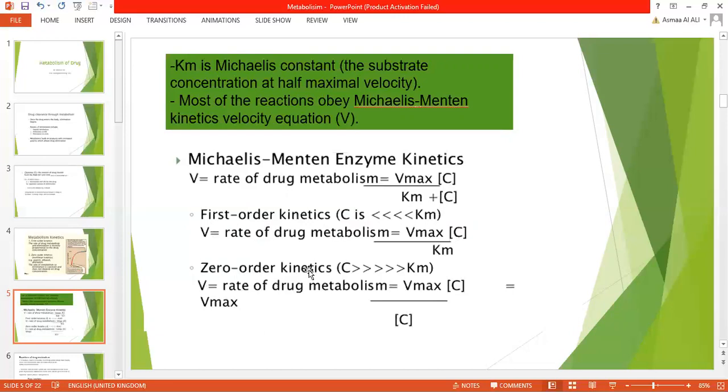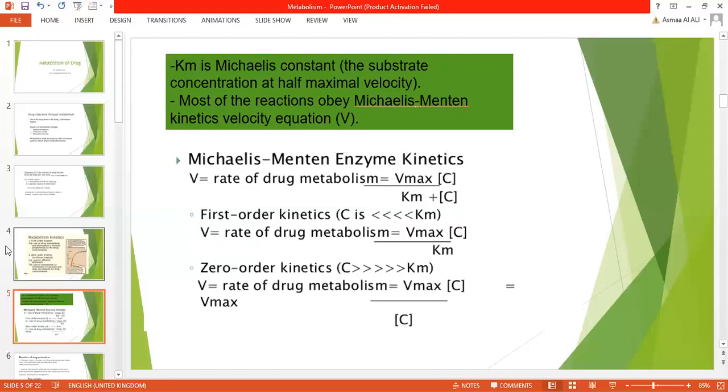But for zero order kinetics, where the concentration of the drug is bigger than the Michaelis constant, the velocity or rate of drug metabolism will equal Vmax times concentration divided by concentration, because in zero order kinetics, it is not dependent on the concentration of drug, and here the Km will be smaller than the concentration. And the concentration will be higher.